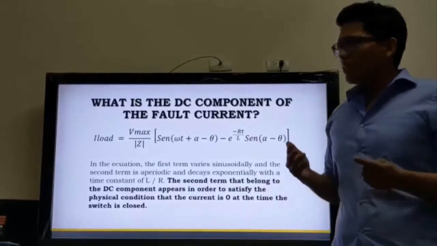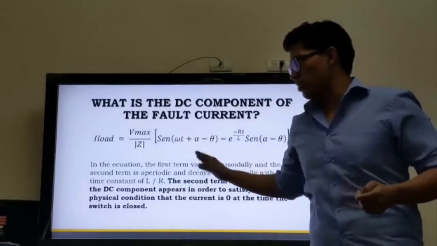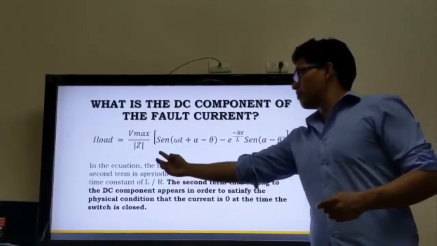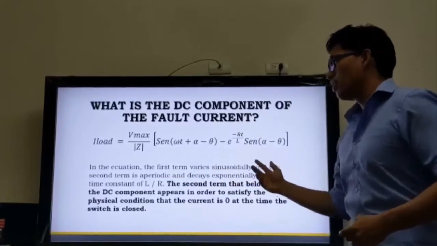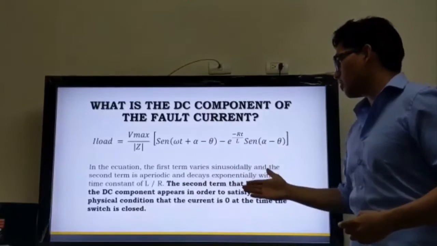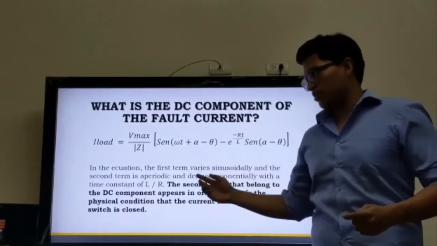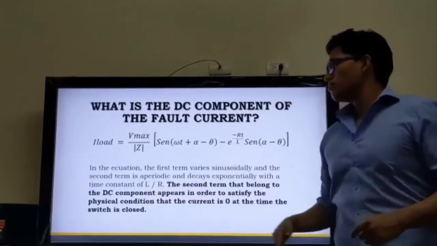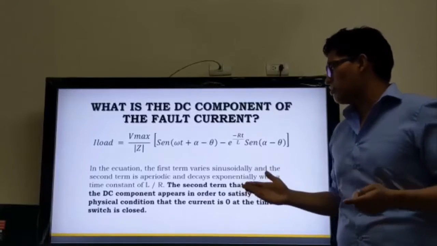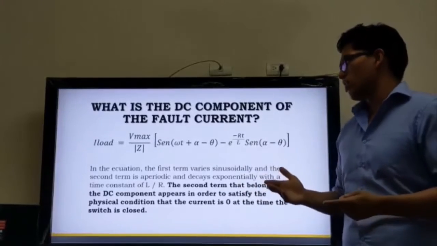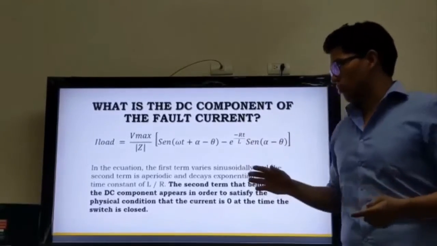Now, what is the DC component of the fault current? Well, we have this equation. In the equation, the first term varies sinusoidally, and the second term is aperiodic, decays exponentially with a time constant of inductance over resistance. The second term, that belongs to the DC component, appears in order to satisfy the physical condition that the current is zero at the time the switch is closed.